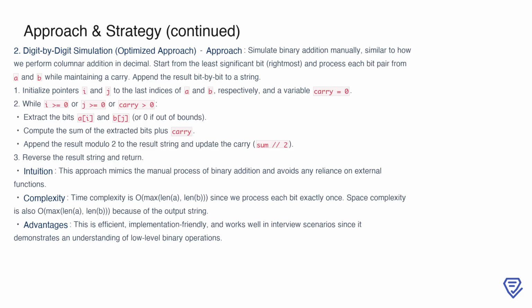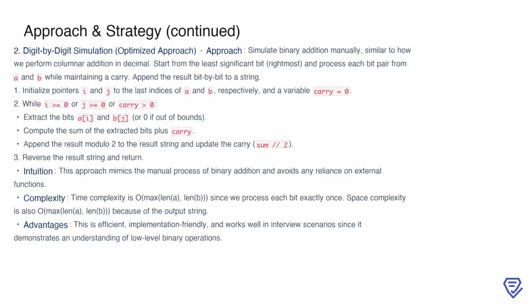A more refined solution is the digit-by-digit simulation approach, which directly mimics the manual process of binary addition. Here, we process the binary strings from the rightmost bit to the leftmost bit, just like how we perform addition in base 10. We maintain two pointers, starting at the last indices of the strings, and a carry variable initialized to 0. As we iterate, we extract the current bits from both strings, or treat them as 0 if the pointer is out of bounds.